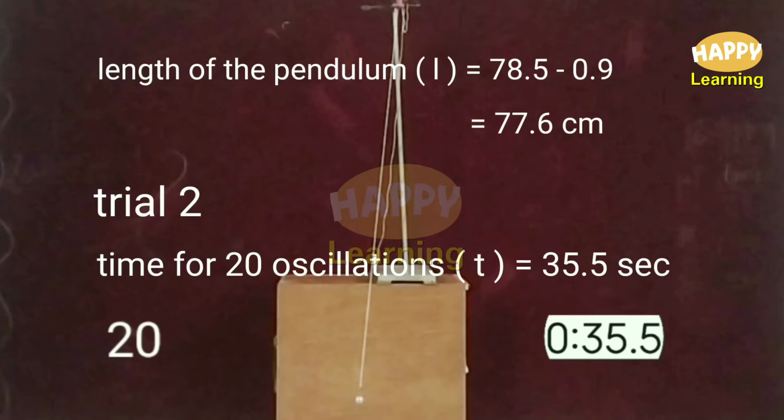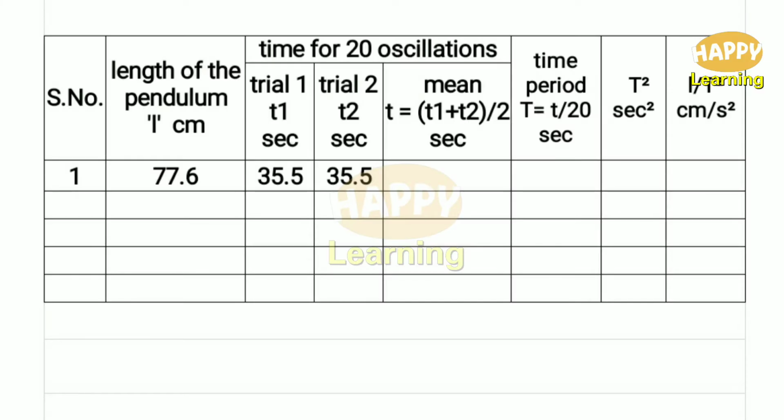So let us note down these values in the table. For length 77.6 centimeters, trial 1 is 35.5 and trial 2 is 35.5.